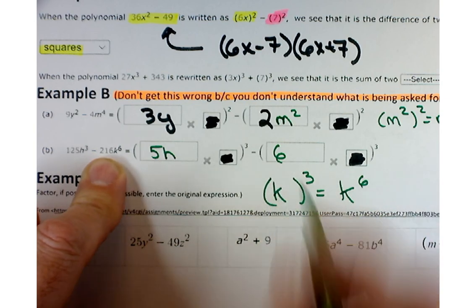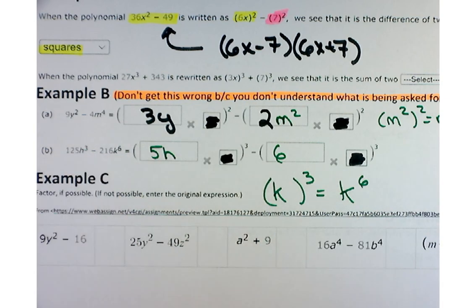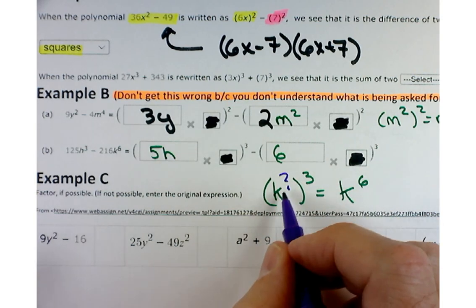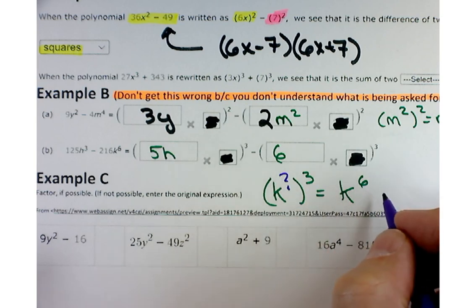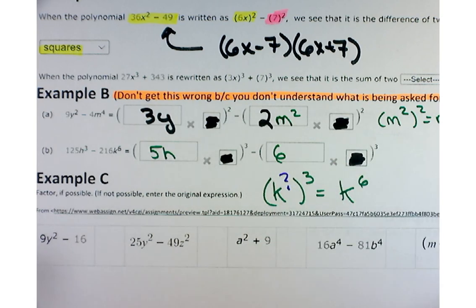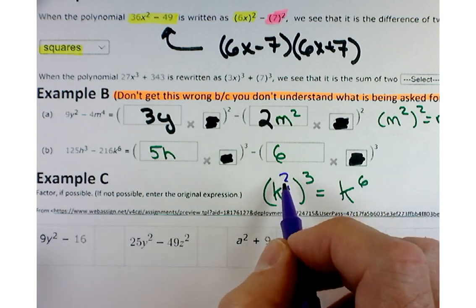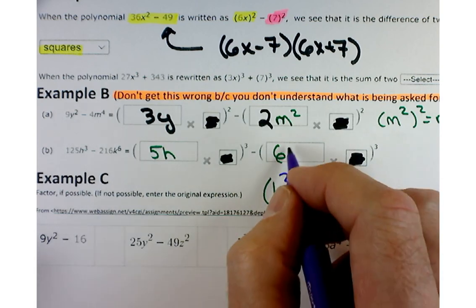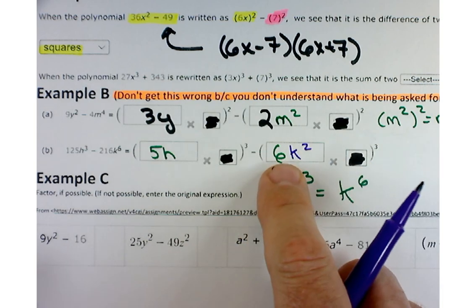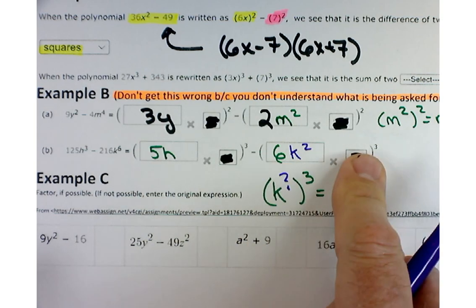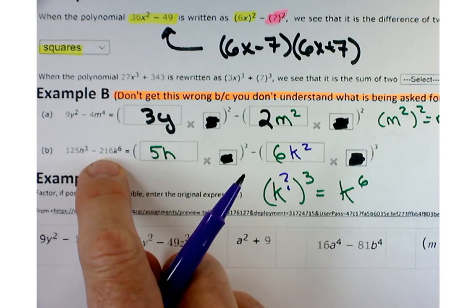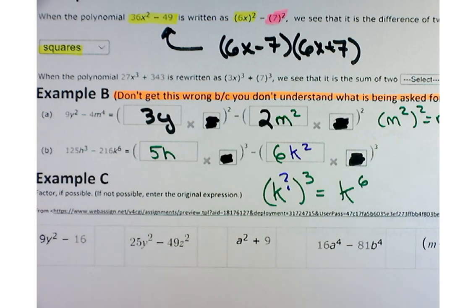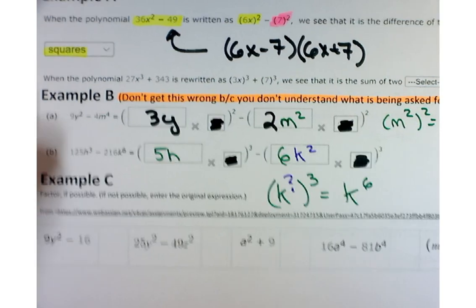Now I need to figure out the rest of this. It's going to be k to some power. What power of k do I cube to get k to the 6th power? 3. No, 2. Because these are going to multiply, so 2 times 3 would be 6. So that's going to be a k squared. And if I take 6k squared and cube it, I'll get 216 k to the 6th. And that's all they're asking for here.